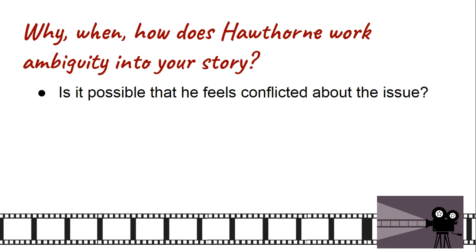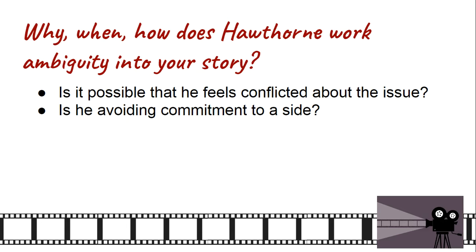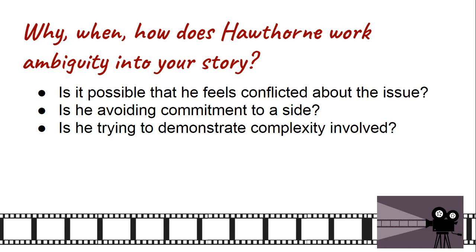You are specifically checking for ambiguity in your story. Every single one of your stories has at least some ambiguous feeling moments, if not very clearly ambiguous content. So why or when or how is Hawthorne using ambiguity? Is it possible that he feels conflicted about the issue of your story or the theme of your story? Is he avoiding a commitment to a particular side? And is that for a particular reason? Is he trying to demonstrate complexity involved in the situation or in the viewpoint? Or is he conveying a reality?